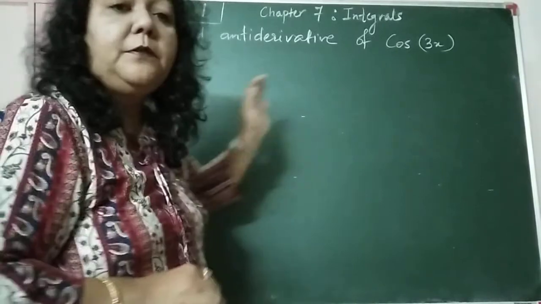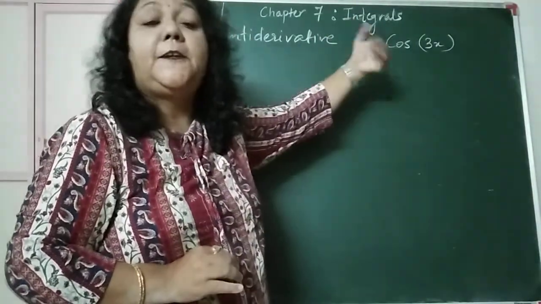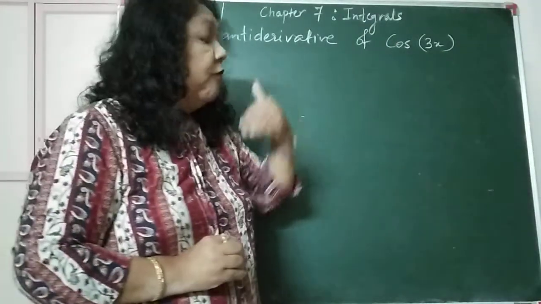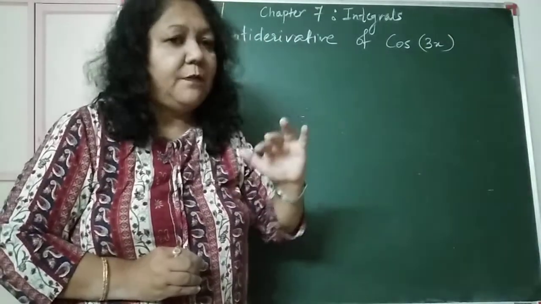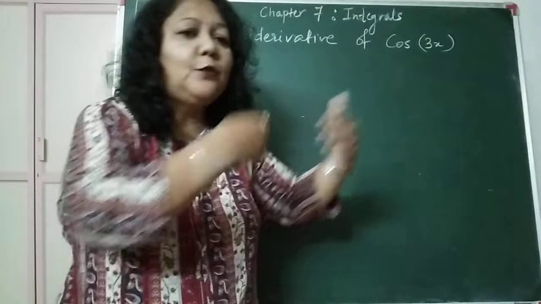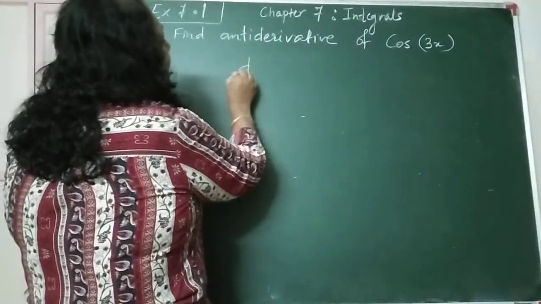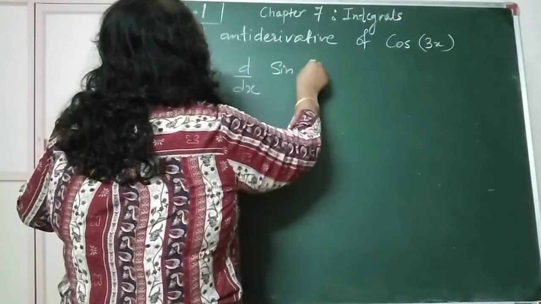So in the second question you want to find the antiderivative of cos. Okay. Now you think, what should I differentiate? तो I will get the answer cos. तो आपको पता है आप साइन को डिफरेंशिएट करते हो तो आंसर में cos मिलता है. तो I start my question like this: d by dx of sine of 3x.